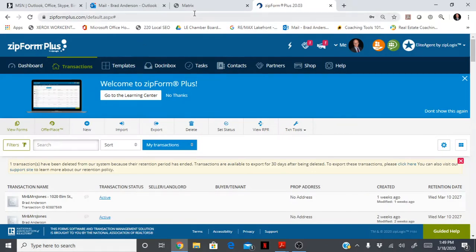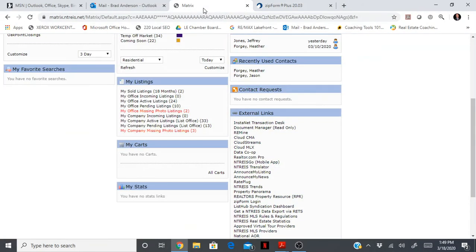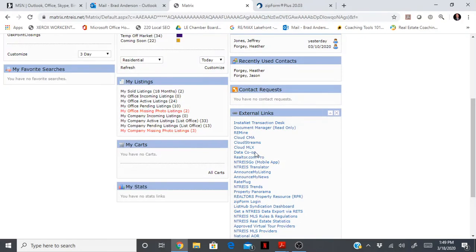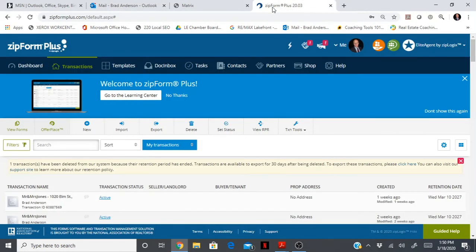So just as a refresher on how you get to ZipForms, at least how I get to ZipForms, you can get to it from the association's website for sure, but I usually just go to Matrix and go to this little hyperlink down here, ZipForms login, and it will take you to here.